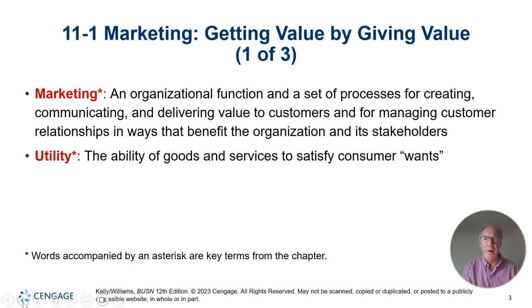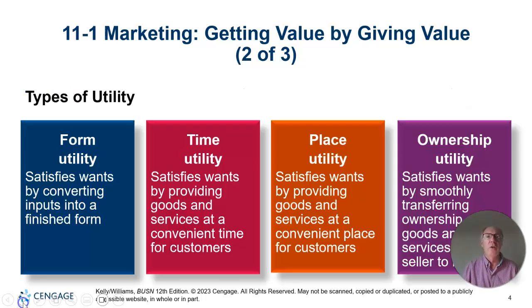Now, one thing about marketing is utility, and that's to be able to satisfy those wants. They want to buy your product, they need to buy your product. So let's talk about how to do that. There's four different ways we can do this. The first one is form utility. You say you're hungry and you want to get something to eat, so it's a finished form.